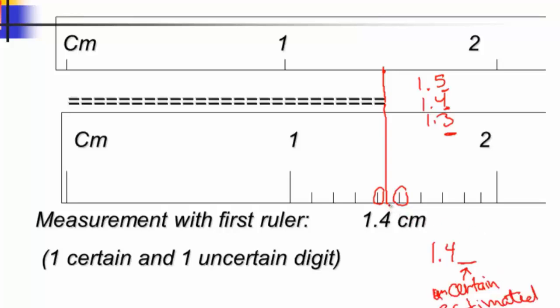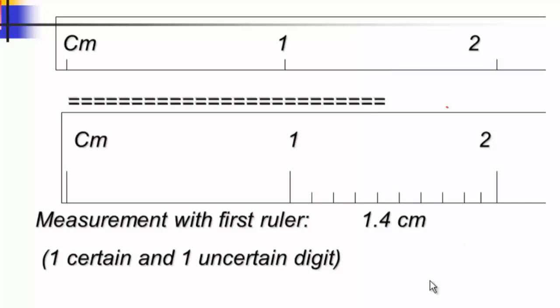Now, some of you might see it exactly between 1.4 and 1.5, so you can go with 1.45, or you might see it closer to the 1.4 here, so you might go with 1.44, or you might see it closer to the 1.5. In that case, you would go with 1.46. So all those are possible answers: 1.45, 1.44, or 1.46. So now you can write down the measurement out of the second ruler, which could be 1.45, if you think that the end of the line falls exactly between 1.4 and 1.5.